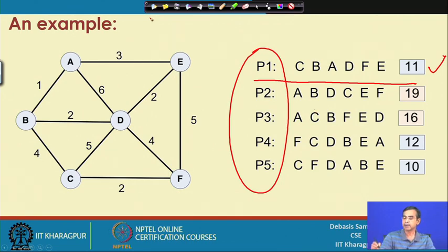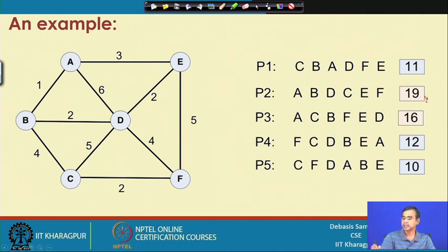Now, out of these different cost values that are obtained in this case, we can say this 10 is the best. That means out of these solutions, if it is a minimum cost, of course it is not the maximum, then 10 is the best solution, then the next best is 11, then 12, and like this. So, 19 and 16 are the two worst solutions here.